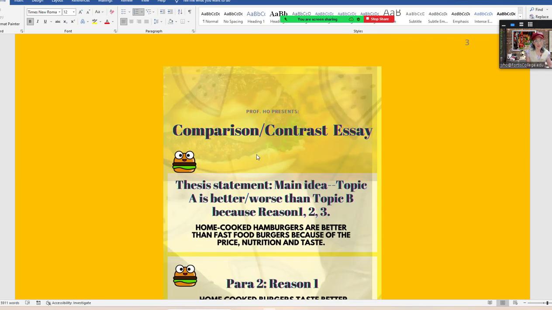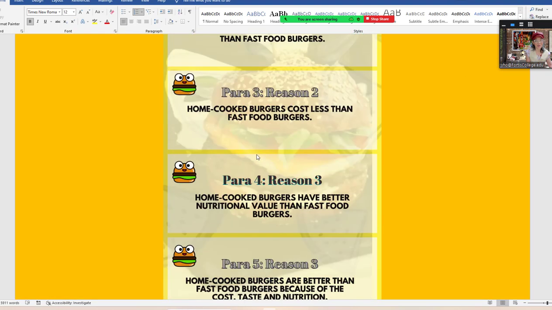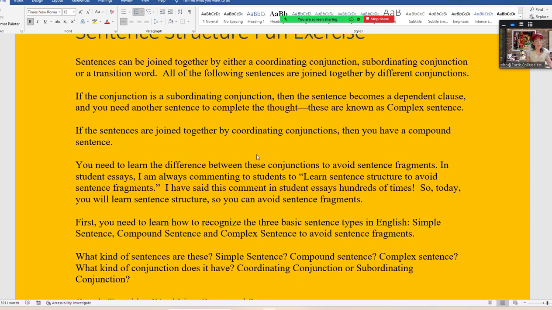So now that the week 6 and 7 forum is clear, I'm going to go over the week 7 quiz for the rest of this talk. Is everything good? Yes. Okay, so for the week 7 quiz, you're going to be working on sentence structure. Sentences can be joined together by either a coordinating conjunction, a subordinating conjunction, or a transition word. All of the following sentences are joined together by different conjunctions.